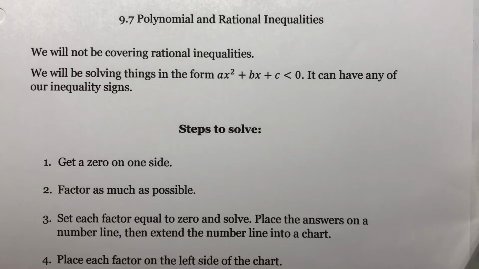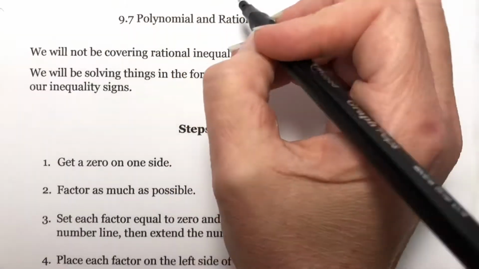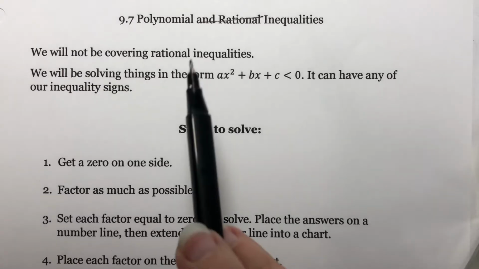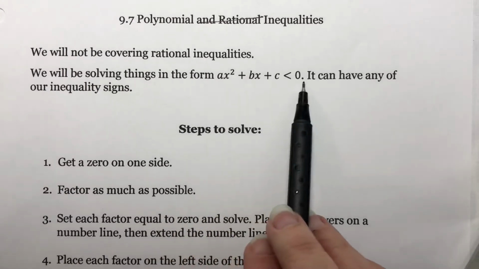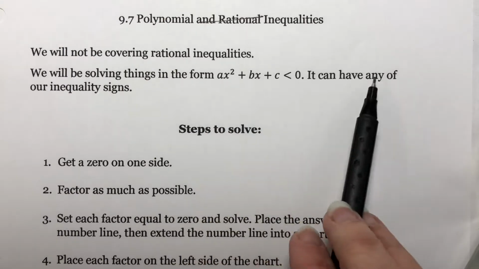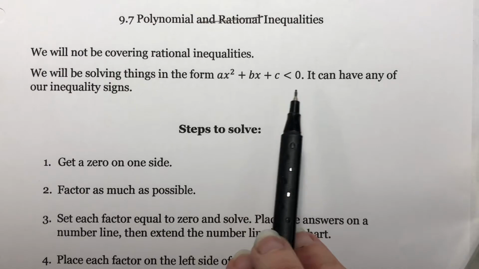This is 9.7, Polynomial and Rational Inequalities, and we are not covering the rational inequalities part. These are inequalities, so you know from the beginning you're going to be graphing and shading. That's always true. We're going to be solving things that usually can be written like this, some sort of quadratic, and it can have any of our inequality signs.